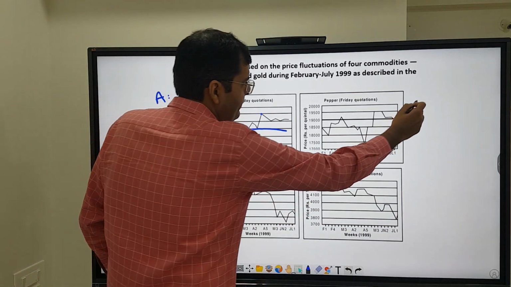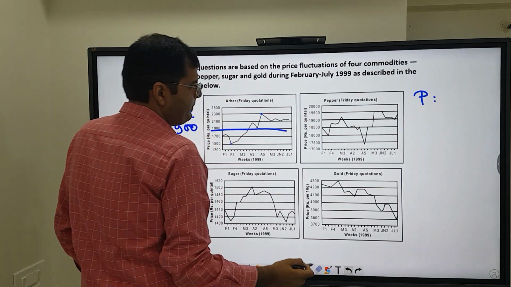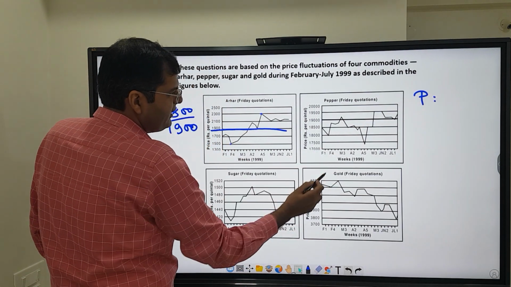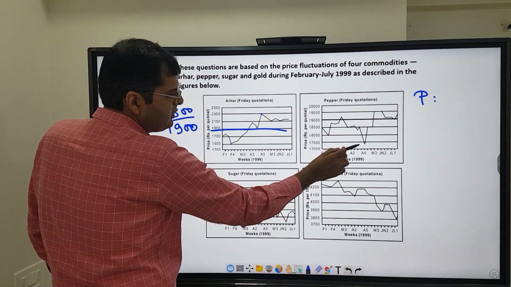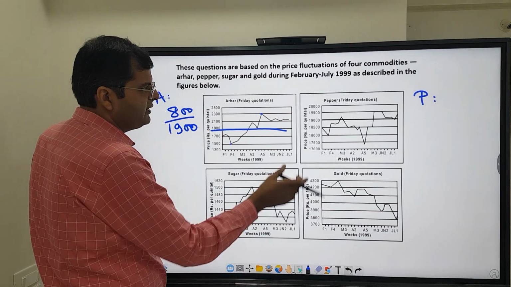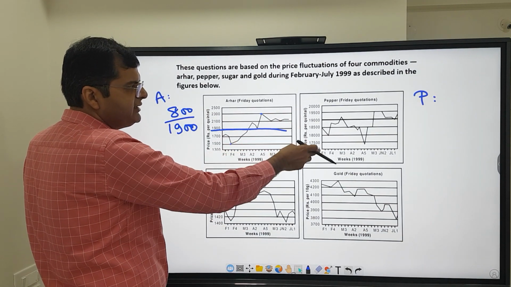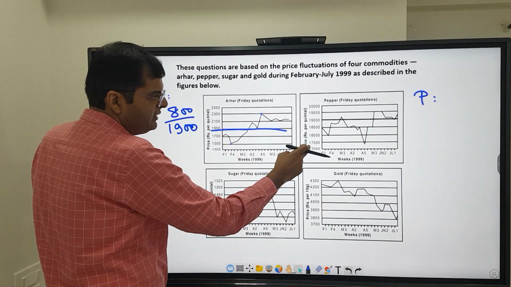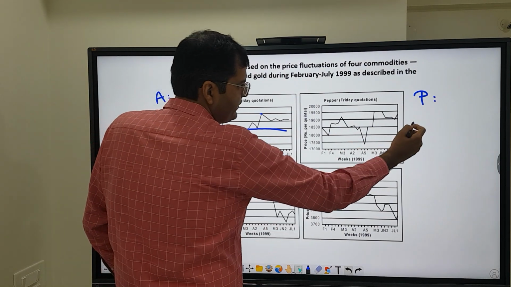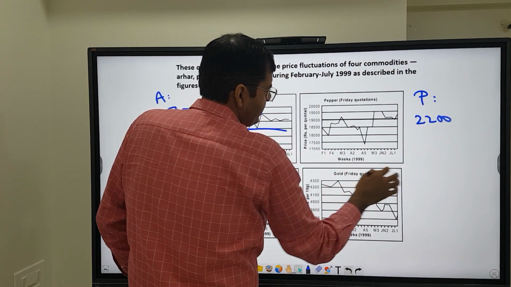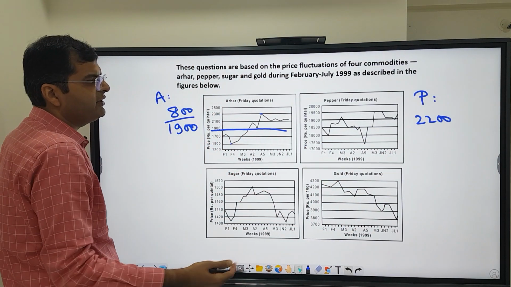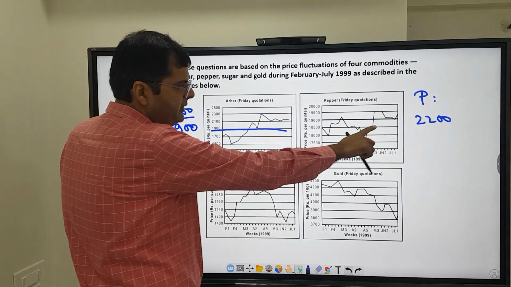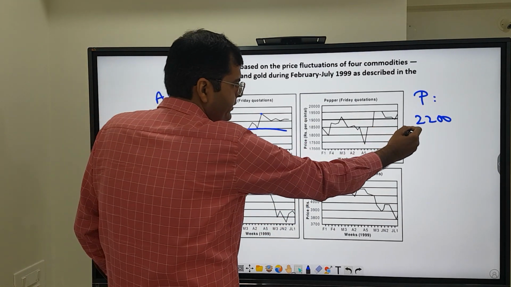Now we look at pepper. For pepper, the highest price is 19,500. The lowest price is just lower than 17,500. So 17,500 and 19,500, the difference is 2,000. I'll add a certain bit to it, so the difference might be 2200. It might be 17,300, maybe like that. So the difference between highest and lowest is taken to be 2200.